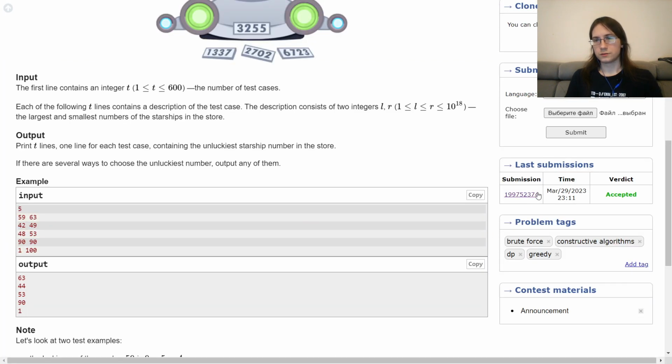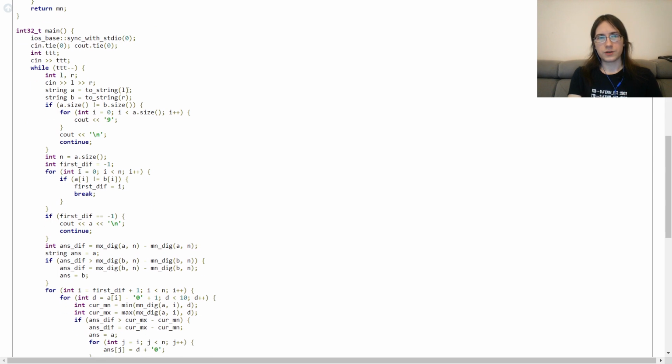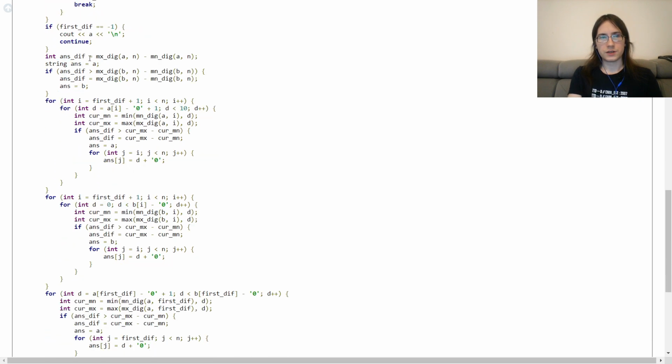Let's look at the implementation. This function returns the maximal digit in the prefix of a string. And this function returns the minimal digit in the prefix of a string. First, I transform L and R into strings, which I call A, B. Then I check if they have different length. I just output all 9s. Then I find the first position where A and B are different. If such position doesn't exist, I just output A. Then my first candidate for the answer is A, and its score is this. Then I update the answer with the candidate of B and its score.